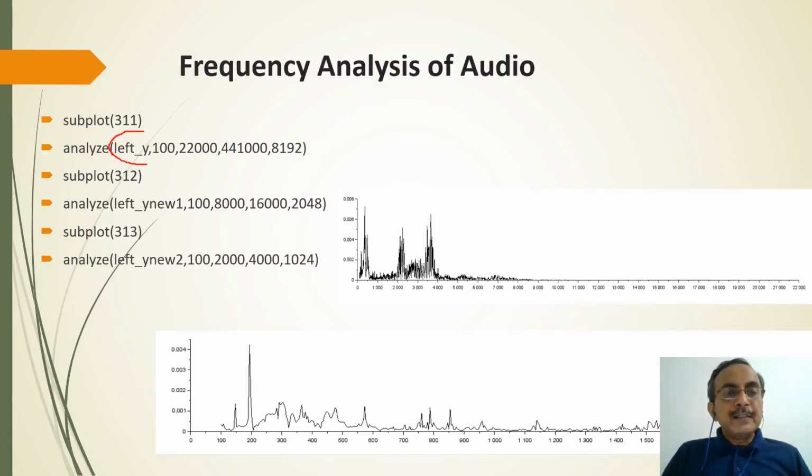So the left channel followed by the minimum value of the frequency that we want to have and the maximum value of the frequency that we want to have on the axis, which is shown over here. 44.1 is the sampling frequency, while the last term gives the number of points of the transform that is used to convert the time domain signal into the frequency domain signal. It is essentially the fast Fourier transform which is being used.